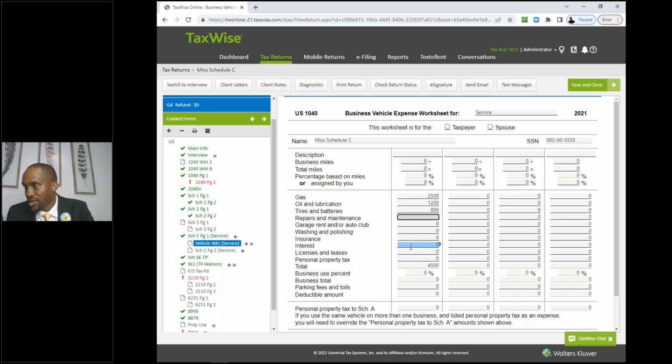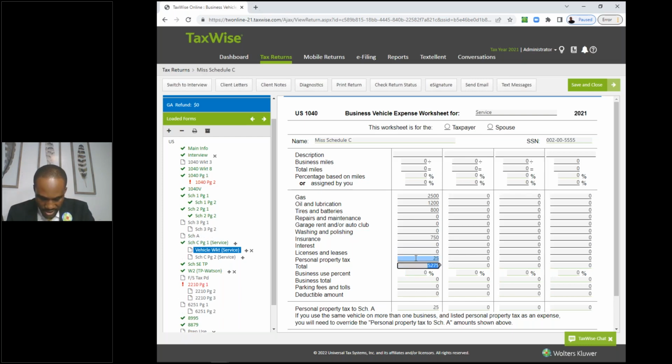Her annual insurance that was spent on the vehicle, let's say $750. Oops, I put that in the wrong place. Insurance, $750, right? And then we've got personal property tax. We call that the birthday tax in Georgia. So you pay the sales tax in Georgia when you buy it. And then let's see, what else do we have? We've got just about these expenses right over here.